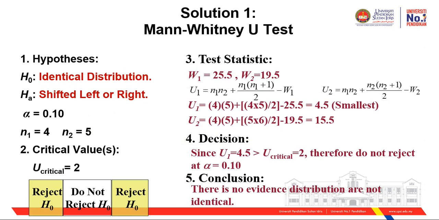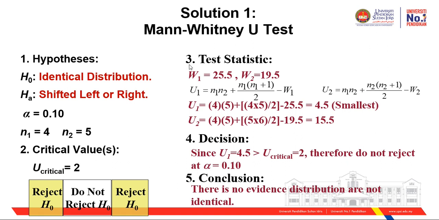So what's next? This is the overall solution for the question. The hypothesis we have done before, and we got this information. From this information, we can find the critical value from the Mann-Whitney U test table, where we get 2. U critical is 2. How did we get 2? I will explain in the next slide.